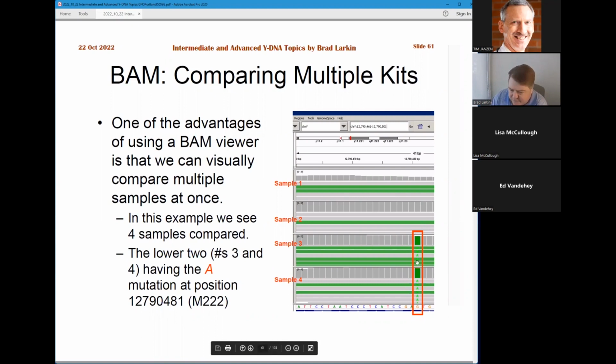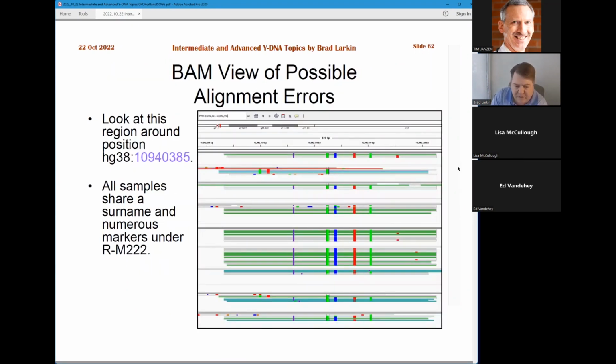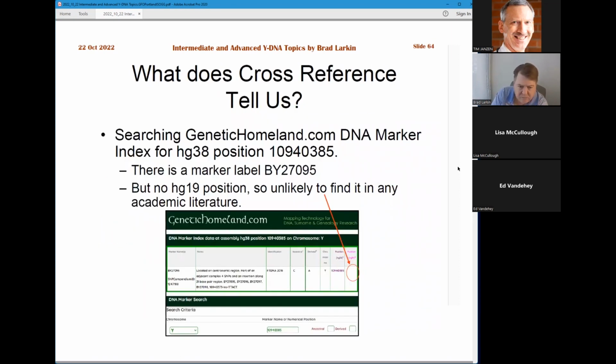There you can kind of visually see that in the BAM viewer. We talked about this area before, where you have a whole lot of mutations or differences from the reference in a short space, one screen in the BAM viewer. There may be alignment errors going on, or there may have been a massive DNA change, but it's hard to make an interpretation.